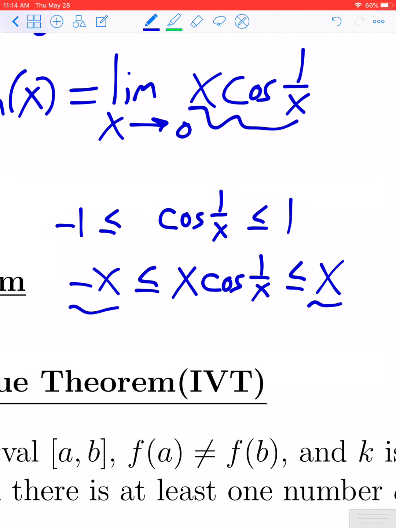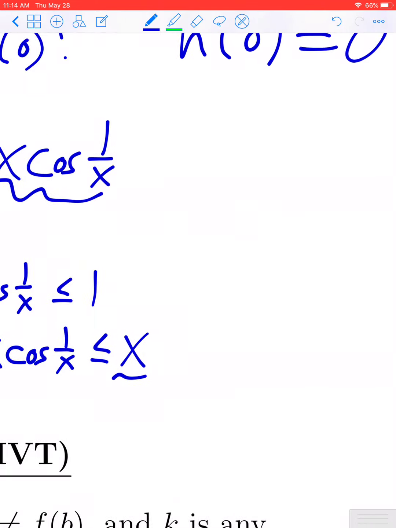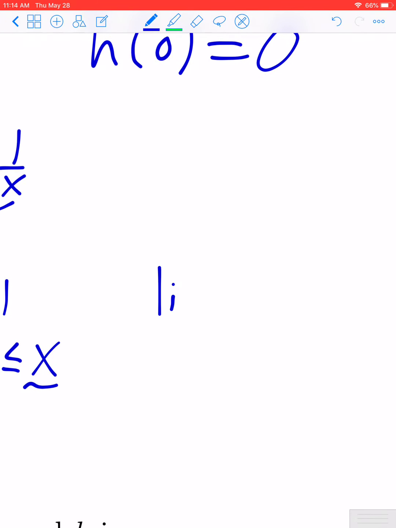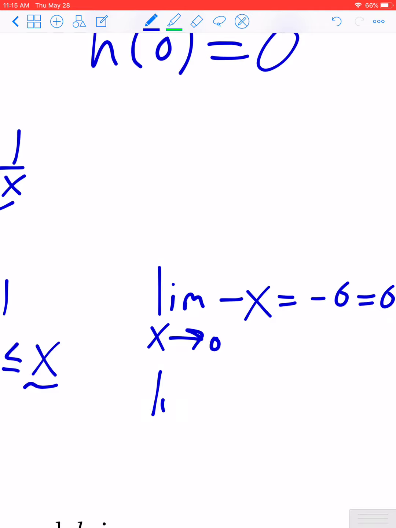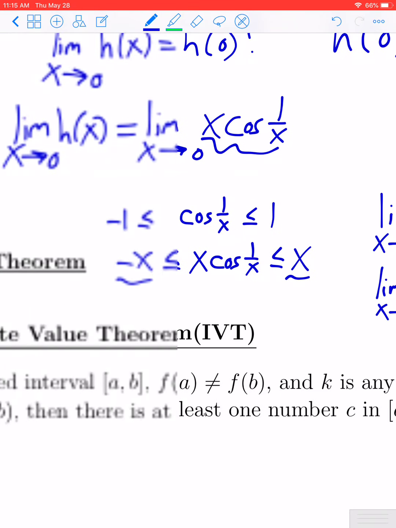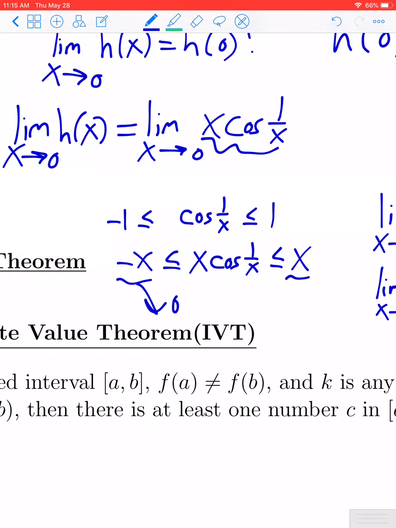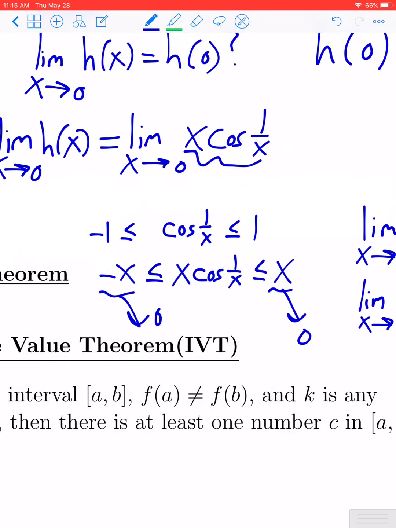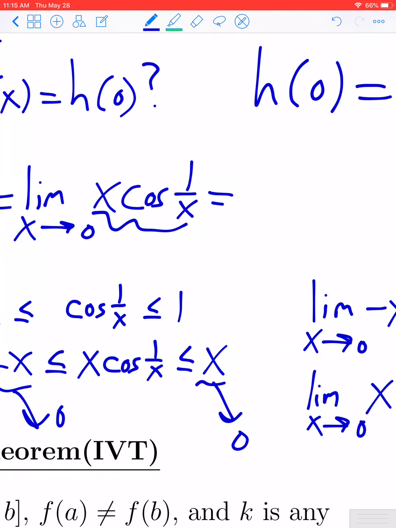Let's investigate each of those limits as x approaches 0. Well, the limit as x approaches 0 of -x, that's simply going to be -0 or 0. And the limit as x approaches 0 of x is also going to be equal to 0. So because this function goes to 0, and the other function goes to 0, by the squeeze theorem, that means that this limit is also going to go to 0 as well.